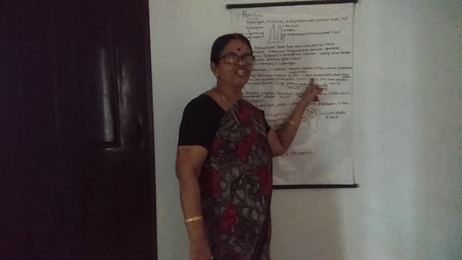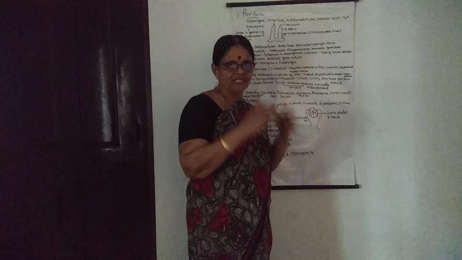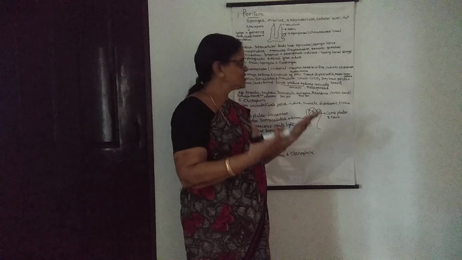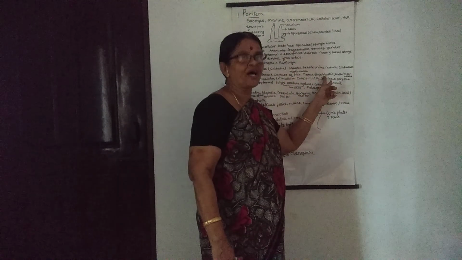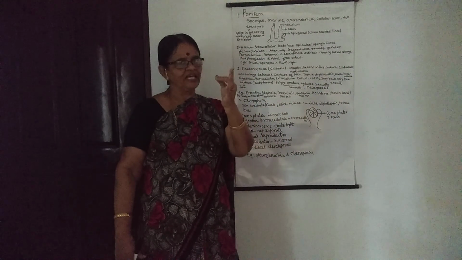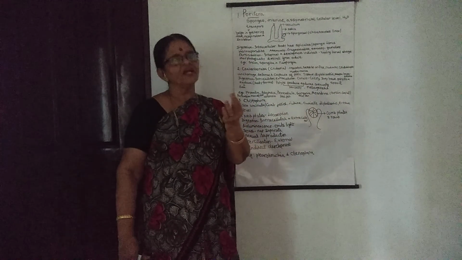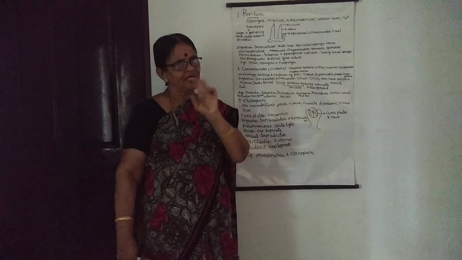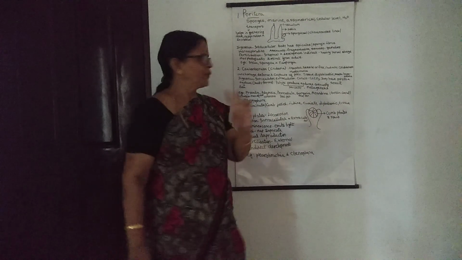Then they have the tissue level. That means the cellular level is also there. Tissue level, so two levels of organization are there. Then it is diploblastic. Diploblastic means having two layers. If it has three layers, it's called triploblastic. If it has two layers, it is called diploblastic. That is ectoderm and endoderm.